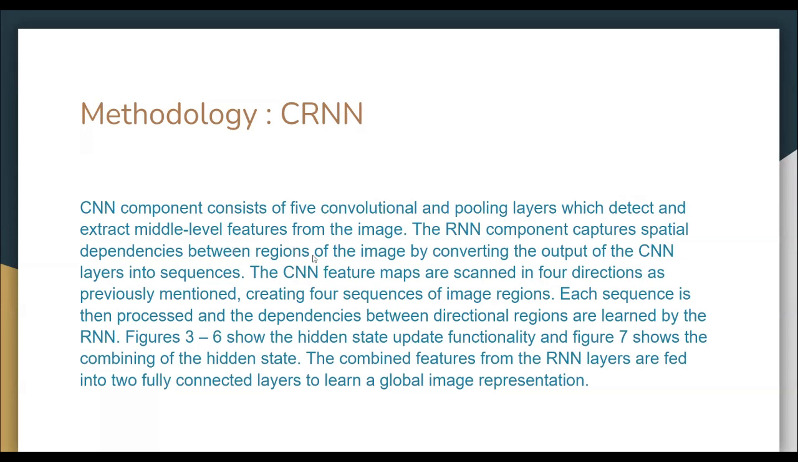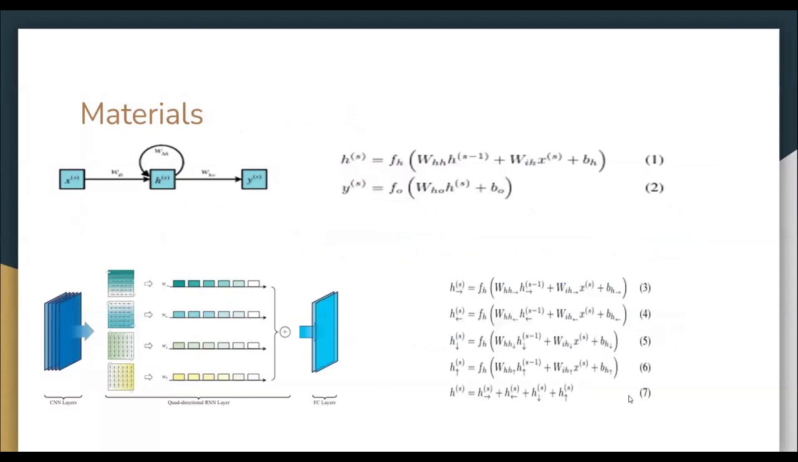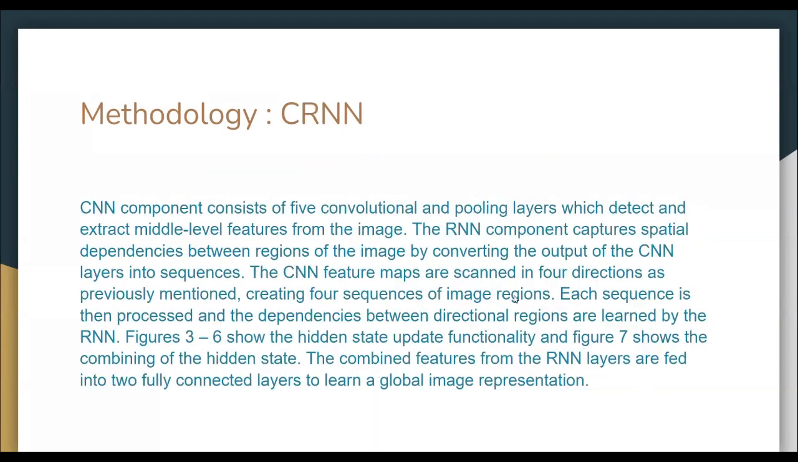That was shown in the visual. Each sequence is then processed, and the dependencies between directional regions are learned by the RNN. And this is just going over figures 3 through 6 and figure 7, which combines the different hidden states. Then the combined features from the RNN layers are fed into 2 fully connected layers to learn a global image representation.